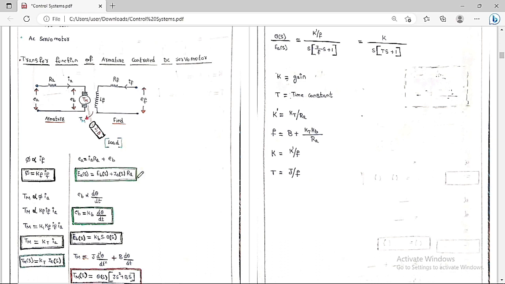So this is another equation that we are going to get. This back EMF is always directly proportional to angular velocity, which means the rate of change of angular displacement. So Eb is directly proportional to dθ/dt. If I want to remove the proportionality, I have to introduce a constant Kb. So Eb is equal to Kb into dθ/dt.